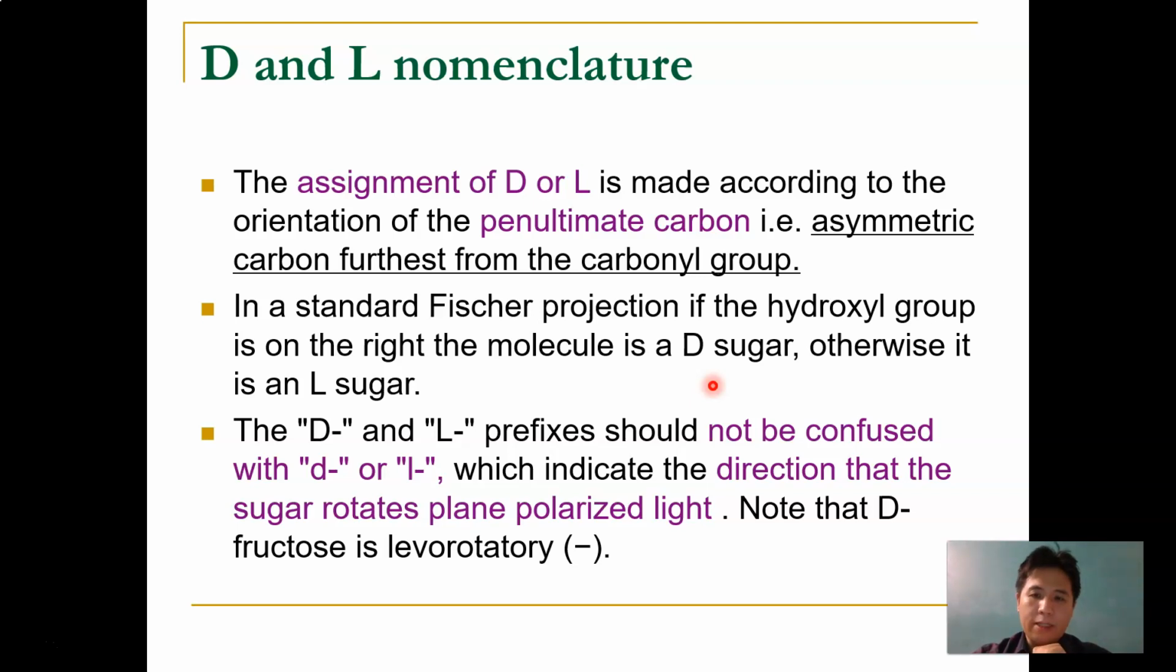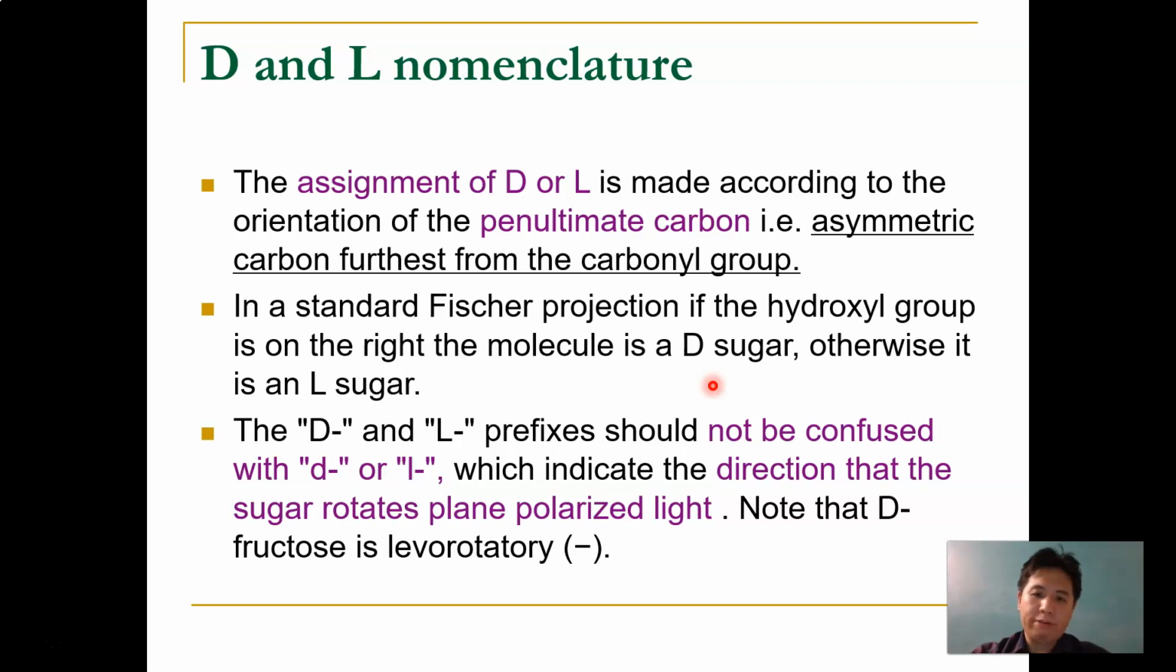So the penultimate carbon is a chiral carbon, but not just any chiral carbon. It is the chiral carbon or asymmetric carbon which is furthest from the carbonyl group. Carbohydrates will always have a carbonyl group. So the chiral carbon that's the furthest away from the carbonyl group is the penultimate carbon. You must be able to identify which is the penultimate carbon before you can do a D and L assignment. Another thing you require for D and L assignment is you need to draw a correct Fischer projection for the sugar. So it's based on the Fischer projection.